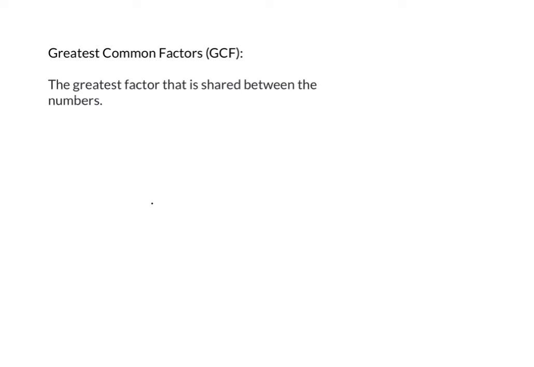All right, so we're going to learn about the greatest common factors, GCF. The greatest common factor is the greatest factor that is shared between the numbers. For example, let's suppose I want to find the GCF, the greatest common factor, of 12 and 8. What is the greatest factor that is shared between the two numbers, 12 and 8?